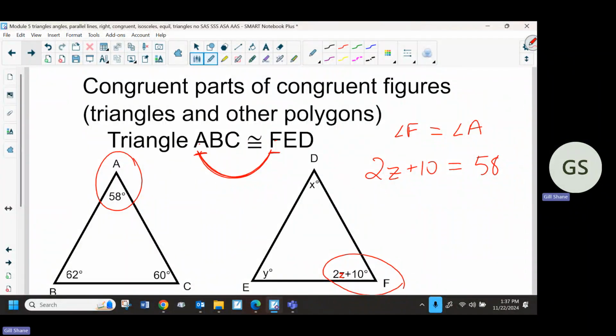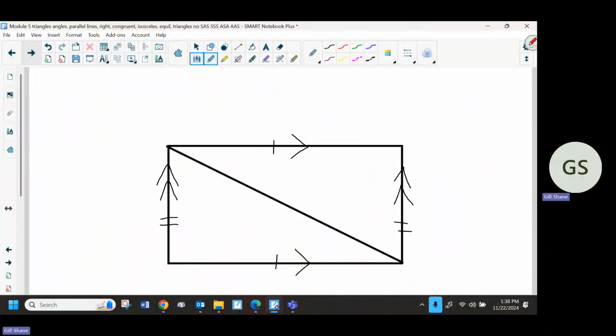And then you can solve, just make sure after you solve, you read the question, because the question might be, what is the measure of angle F? And then you have to take what Z is, plug it back in, and solve for angle F. Last thing, and then we really got to get going.